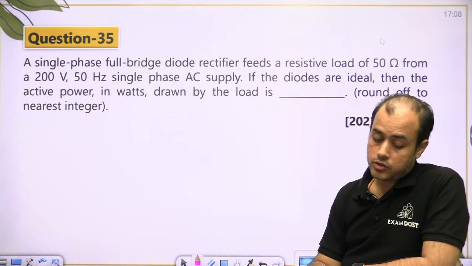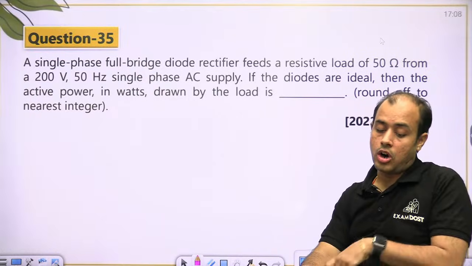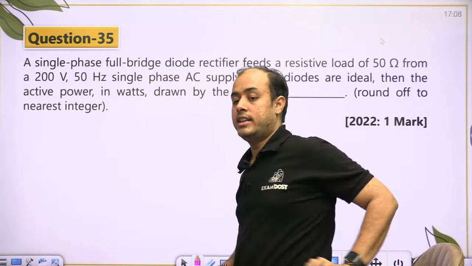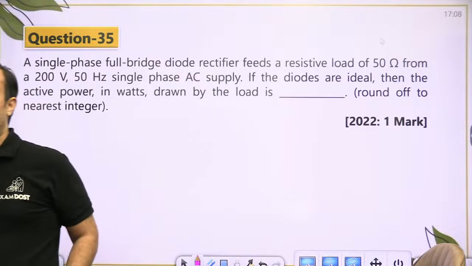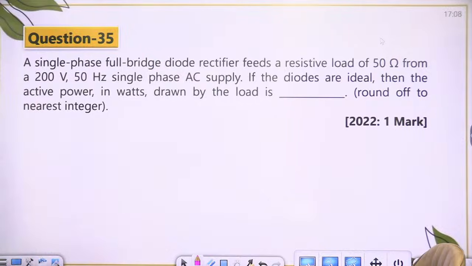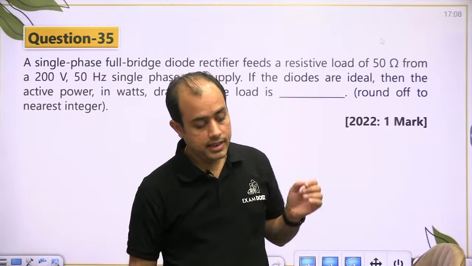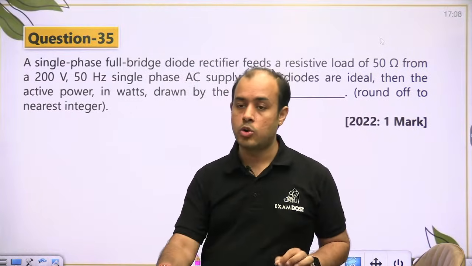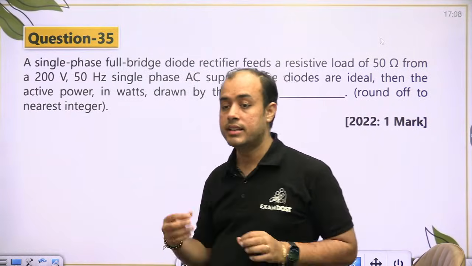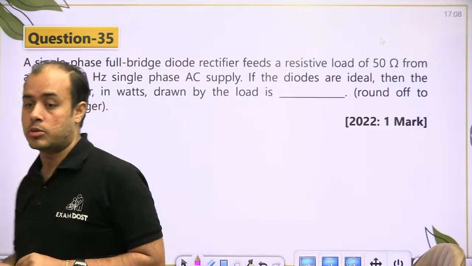चलिए try the next one. Active power drawn by the load. You need to tell me the active power of the load. बनाइए इसको. The diodes are ideal. You have a resistive load. What is the active power of the load? Very easy question. If it is a full bridge diode rectifier, you must know the RMS output.